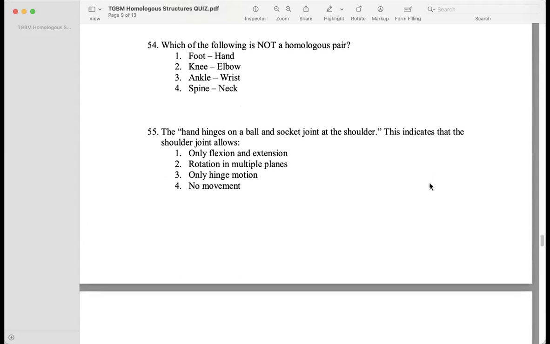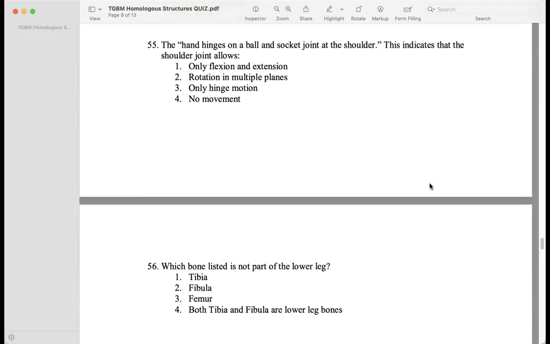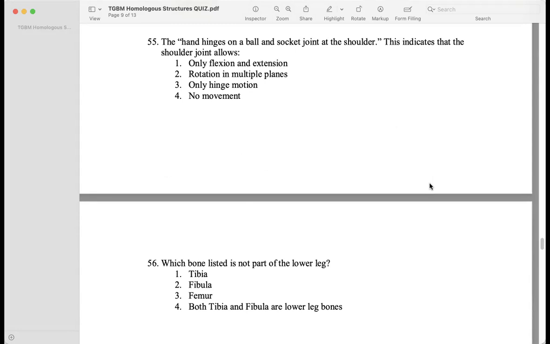Yeah, ball and socket. Which of the following is not a homologous pair? Spine. Neck. The hand hinges on the ball and socket joint at the shoulder. This indicates that the shoulder joint allows rotation in multiple planes. Yes.